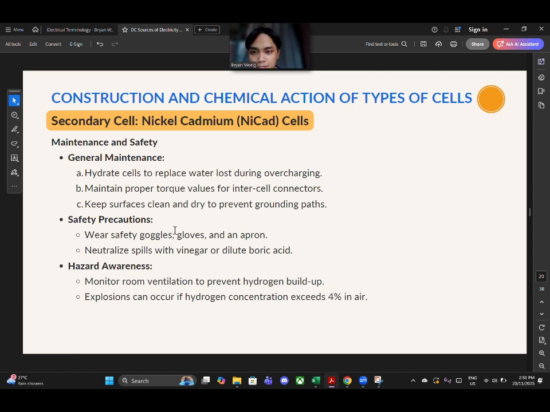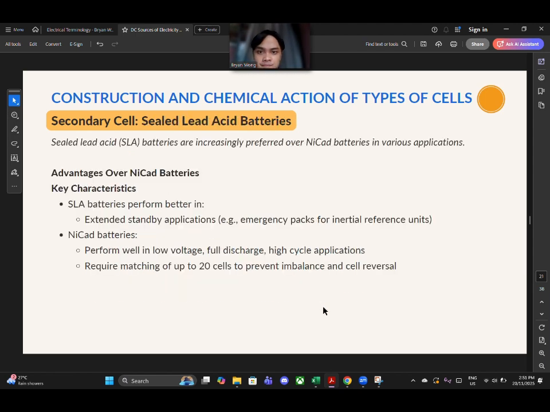Next are the safety precautions. Wear safety goggles, gloves, and an apron. Neutralize spills with vinegar or dilute boric acid. For hazard awareness, always monitor room ventilation to prevent hydrogen buildup. Remember this: explosions can occur if hydrogen concentration exceeds 4% in the air.